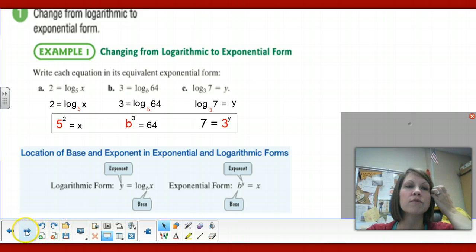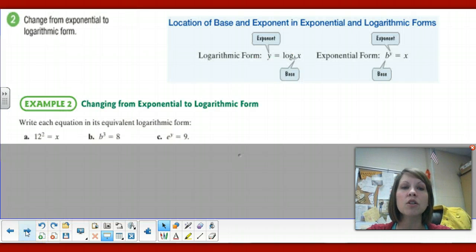We're going to go to objective 2, change from exponential into logarithmic, and we can still rely on this chart to help us with that transition. Okay? So, write each equation in its equivalent logarithmic form. We still have to say what the base is. Okay, so in this case, the base, we don't see it as a subscript, we see it as the base of an exponent.